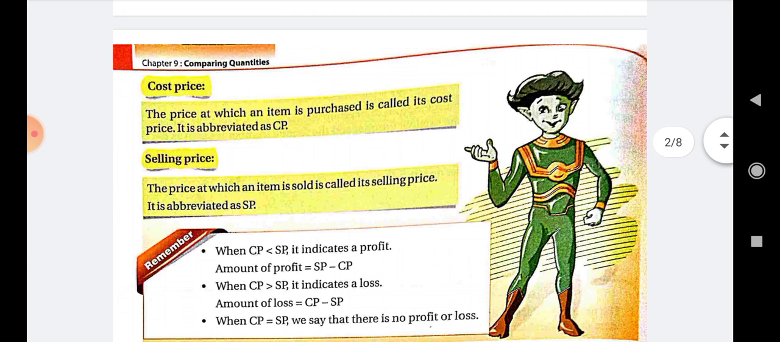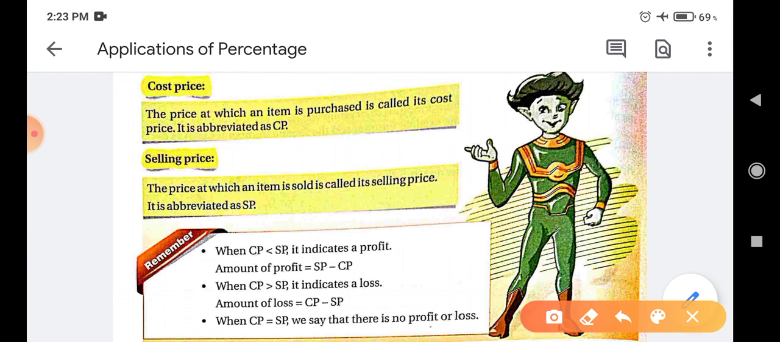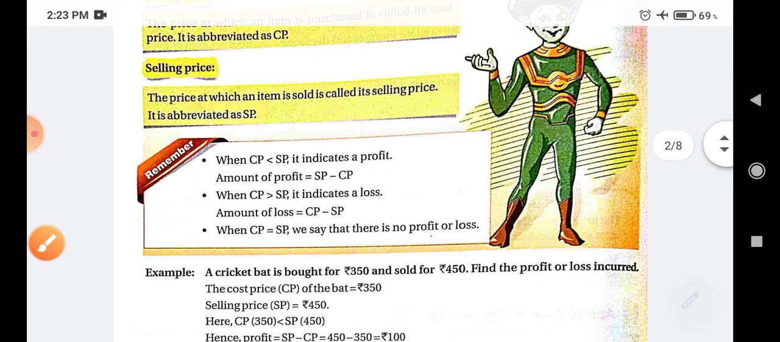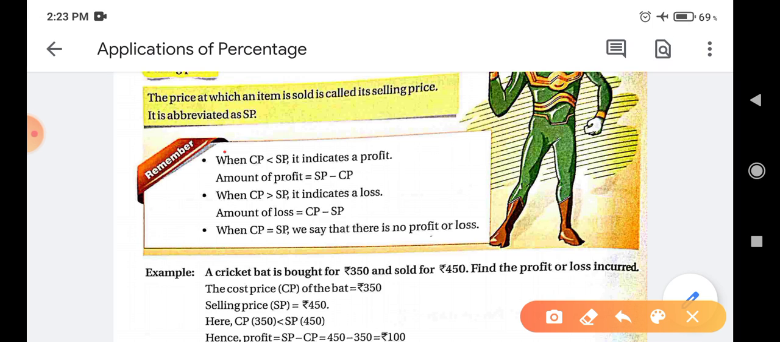This is the definition of cost price and selling price. The price at which an item is purchased is called cost price and it is abbreviated as CP. Similarly, the price at which an item is sold is called selling price and it is abbreviated as SP.